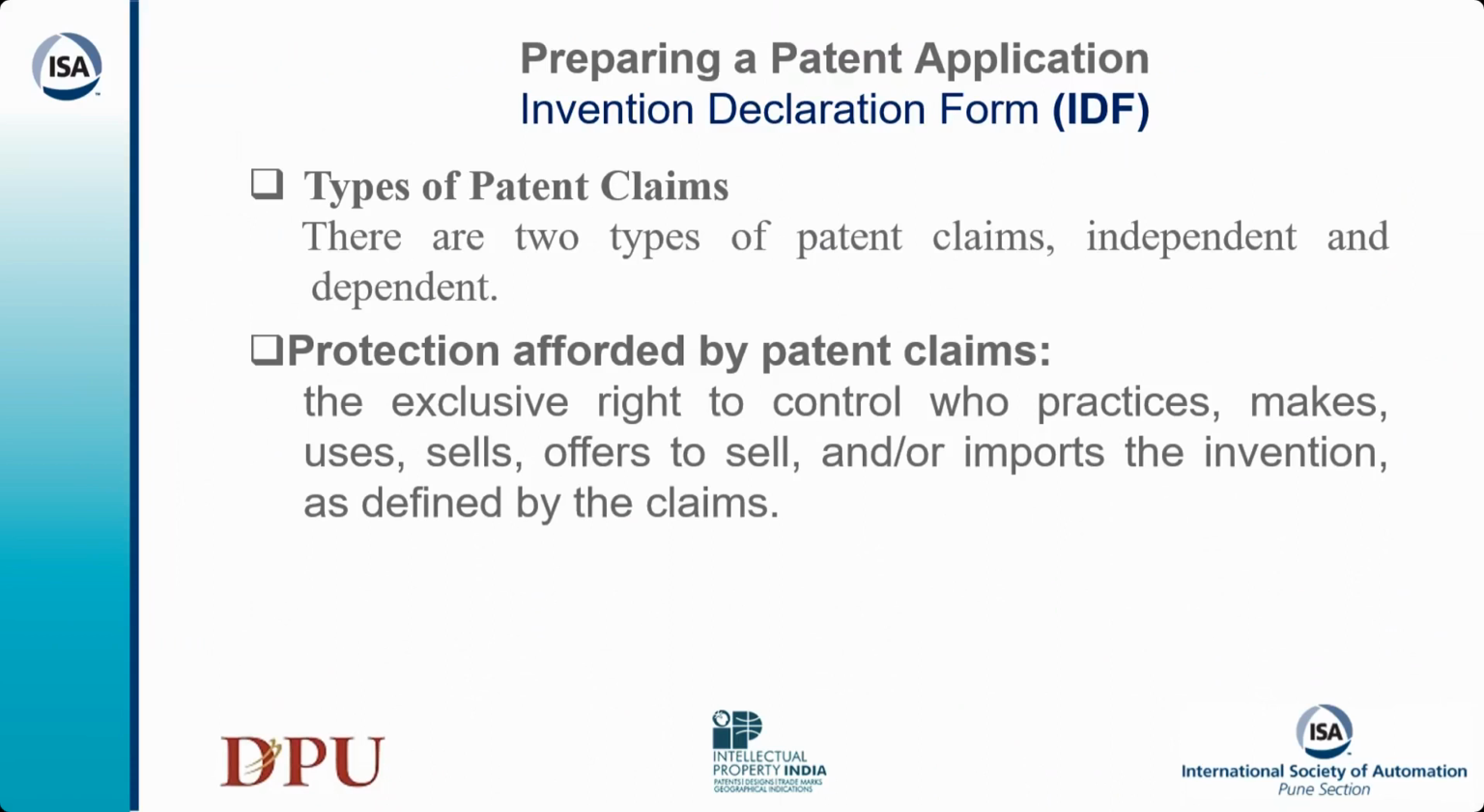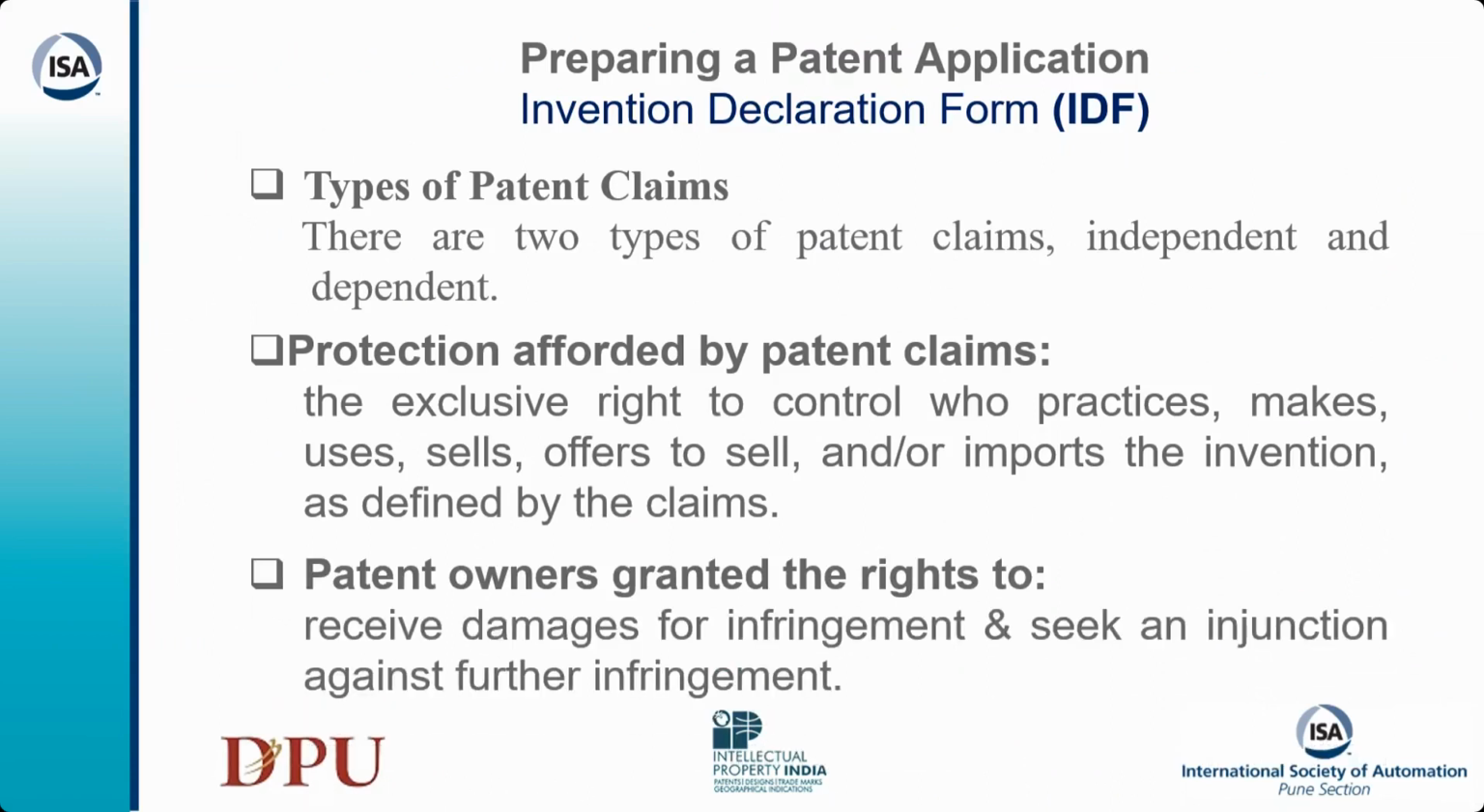Patent owners are granted rights to receive damages from infringement and seek an injunction against further infringement. If, based on these claims, somebody indulges in your area, you can go for infringement, and the opposite party will be called. You will be given a chance to explain, and once it is proved that your invention is your first claim, then you can get the money for that breaking of the law.